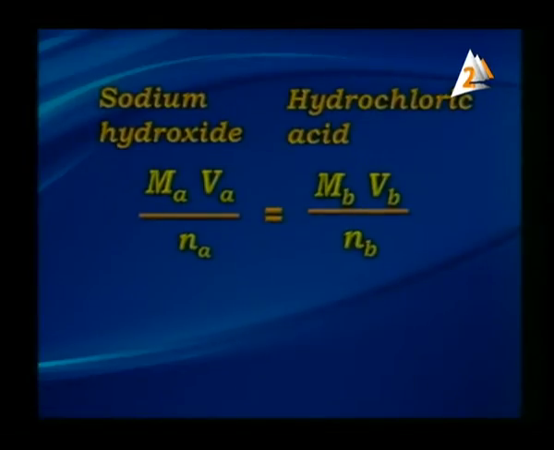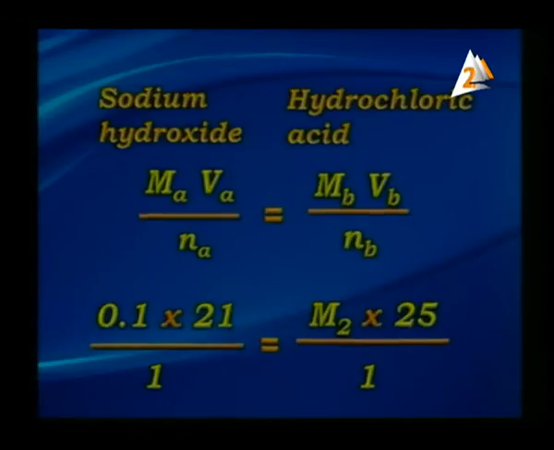MaVa over Na equals MbVb over Nb. Here we have 0.1, that's replaced by Ma, and we have times 21, which is the volume of acid, Va. Don't forget that Na, the number of moles, will be 1 mole only.